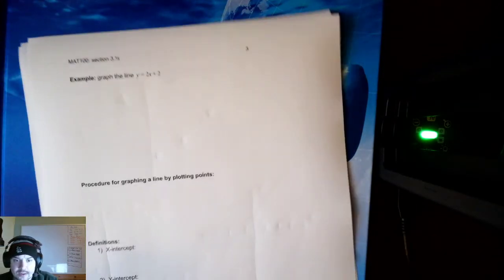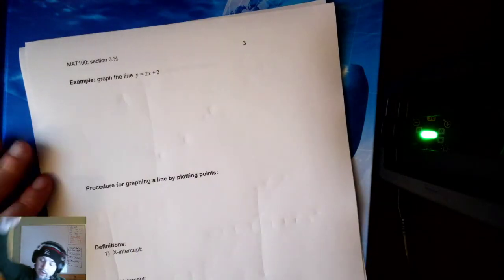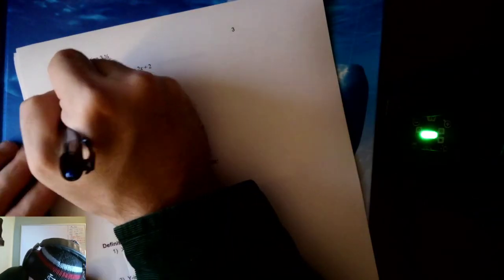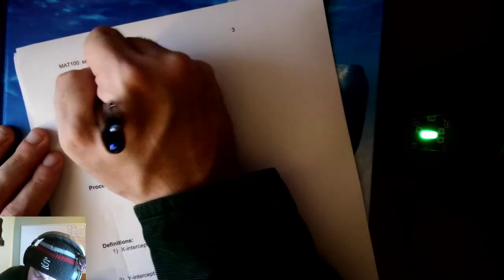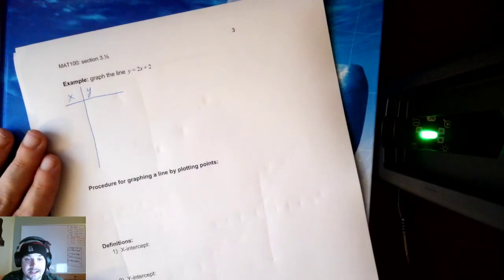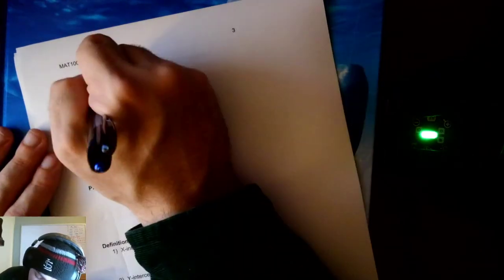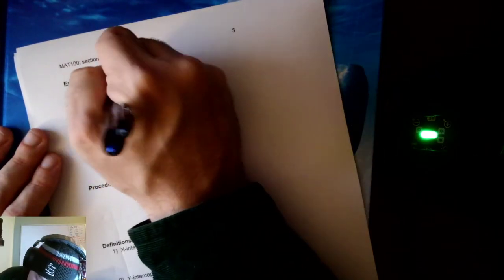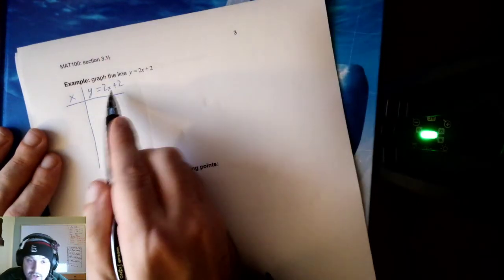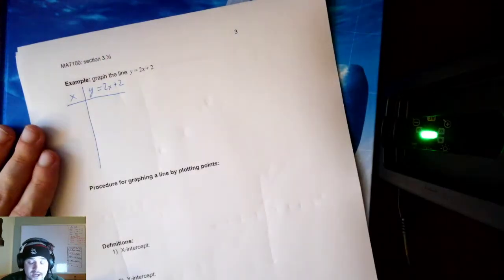Now, let's graph another one. Let's graph y equals 2x plus 2. Now, same thing. I want to take a table of values right away. And I always like to write y, and I always like to remind myself of the equation. You can just leave the table like this, but I always like to write the equation here so I remember that y is 2x plus 2. You don't need to, but I always like to write it there just to keep myself organized.